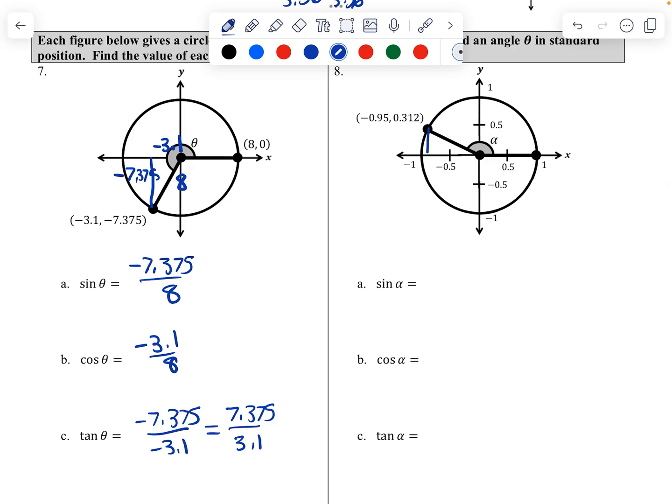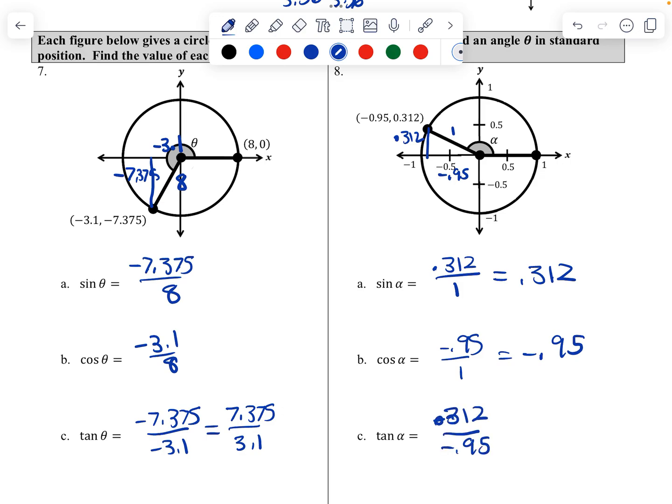So this next one's the same thing. Straight down, our radius is 1, so negative 0.95 and 0.312. So opposite over hypotenuse, so 0.312. Adjacent over hypotenuse, so negative 0.95. And then opposite over adjacent. If I divide that out, I get approximately 0.328.